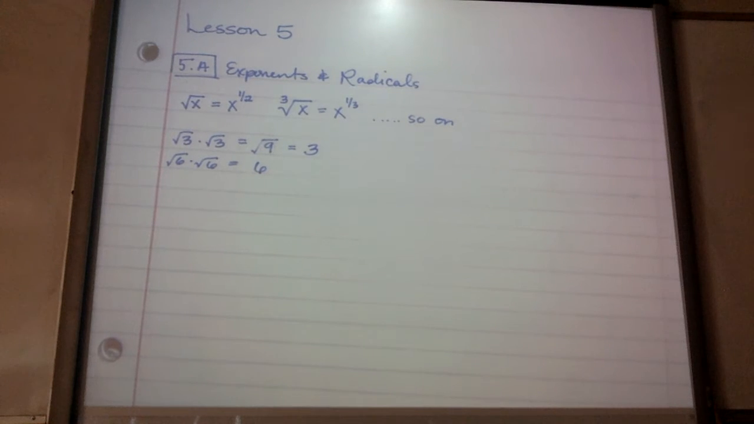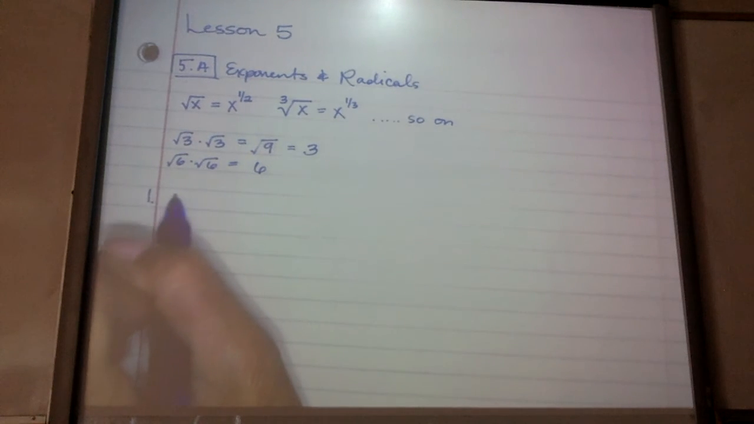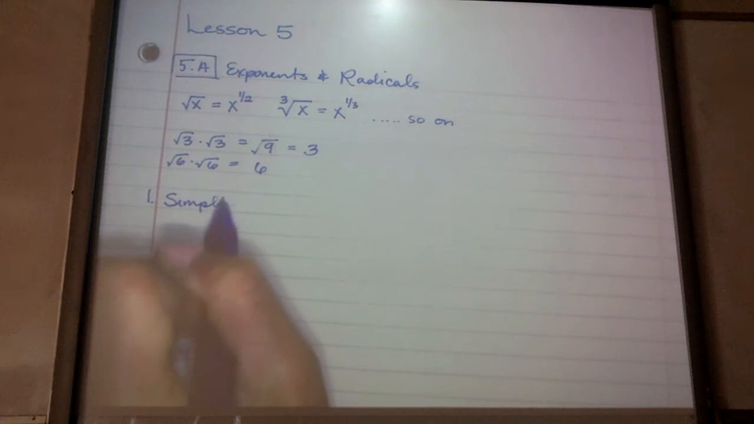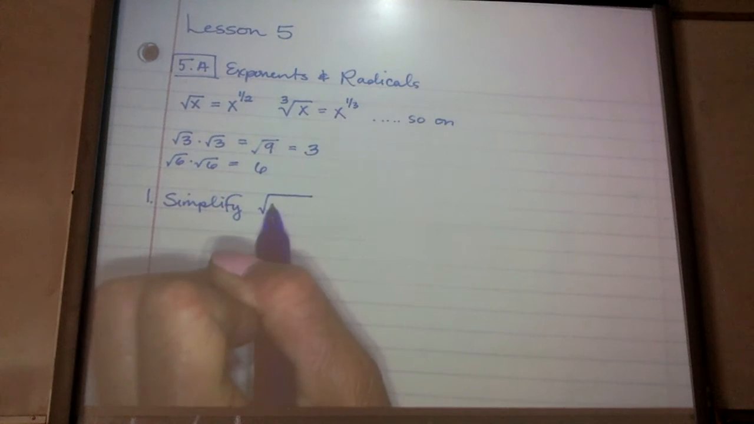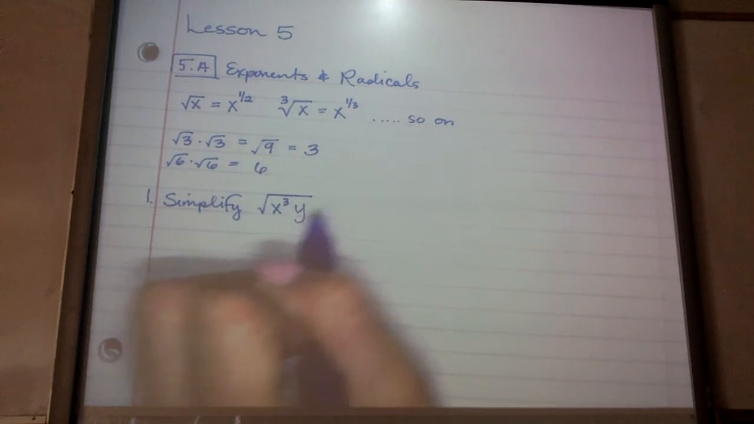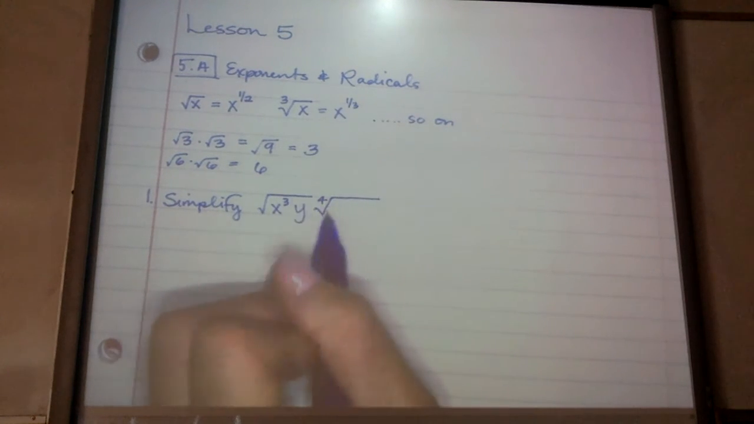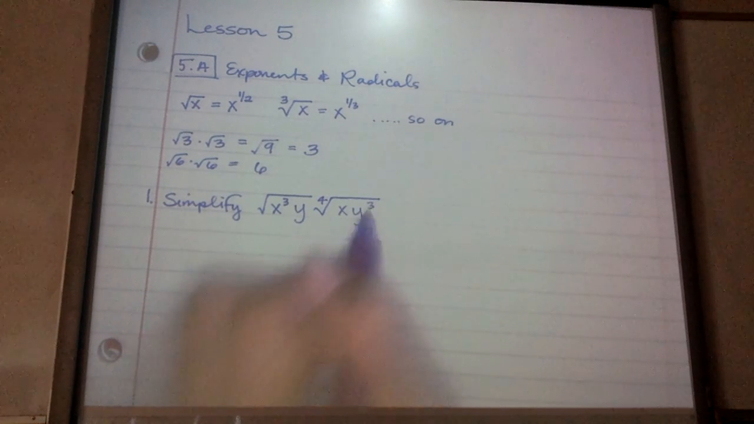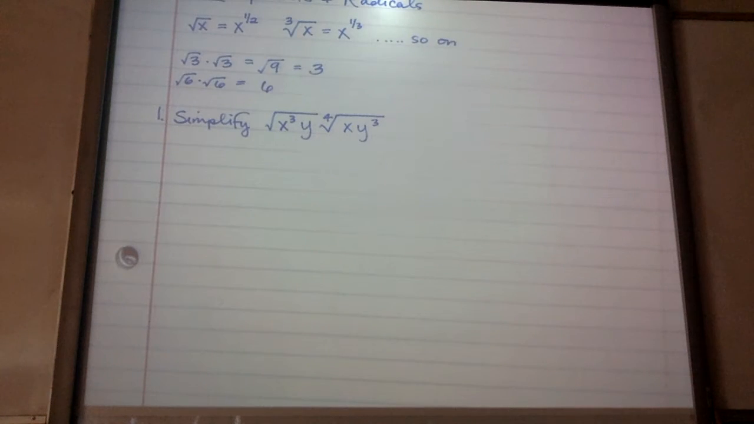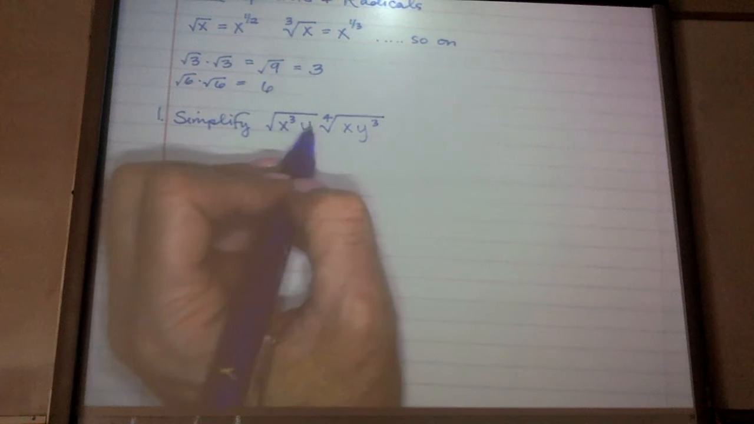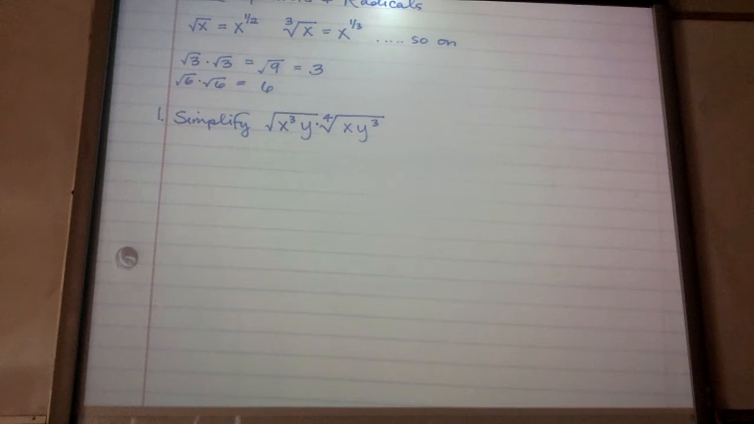So I'm going to jump into an example similar to the one you will see in homework. Simplify the following: the square root of x cubed y times the 4th root of x y cubed. First things first, I have one radical times another. There is an invisible multiplication symbol, they just don't write it. And the easiest way to do this problem is to rewrite this using fractional exponents.